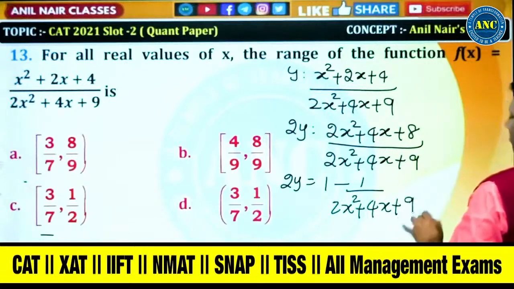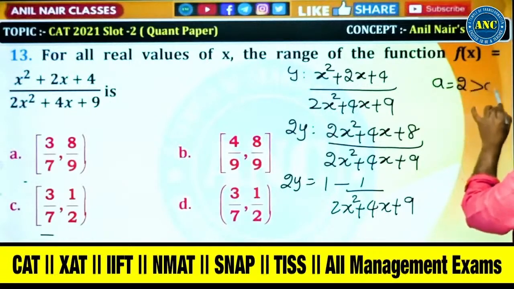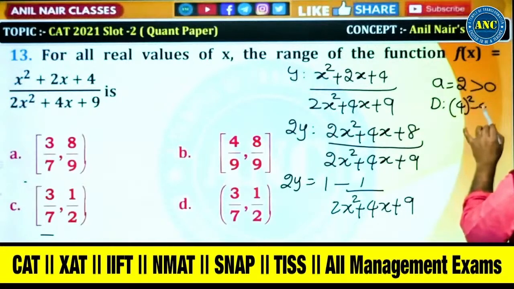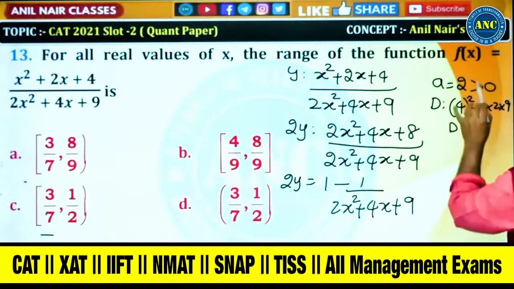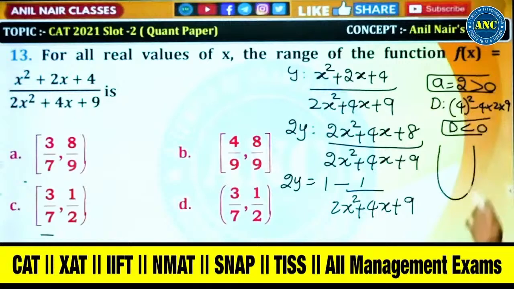Are you all with me? In 2x square plus 4x plus 9, the coefficient of x square is 2, which is greater than 0. Discriminant b square minus 4ac: the discriminant will be less than 0. A greater than 0, d less than 0. The graph will be like this.